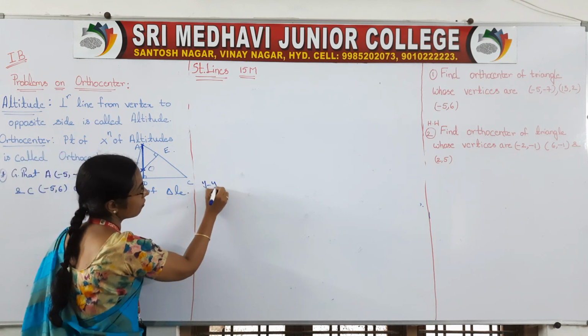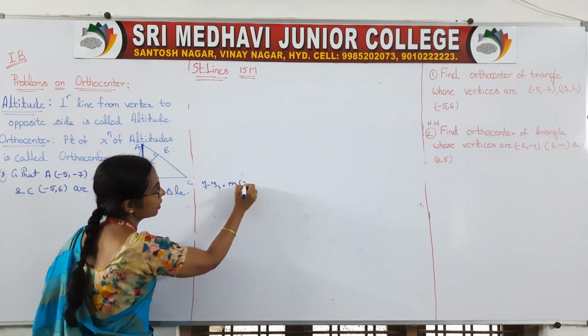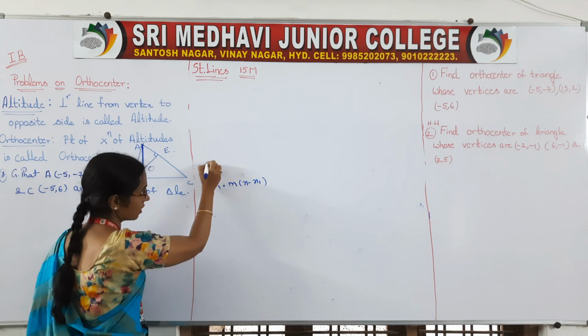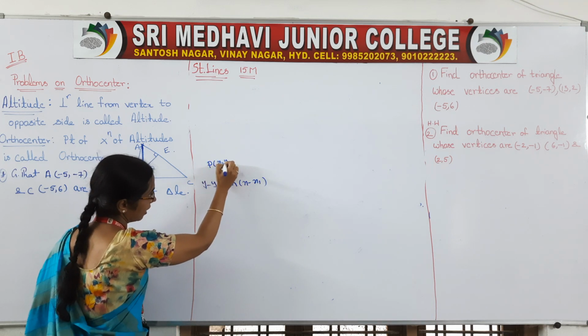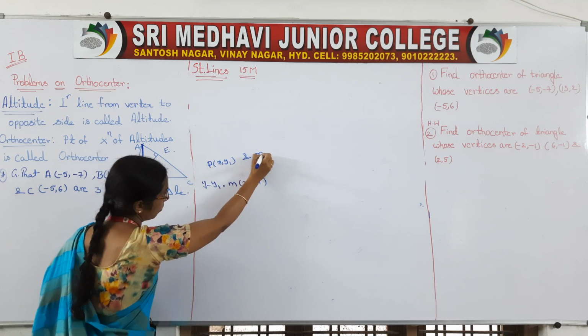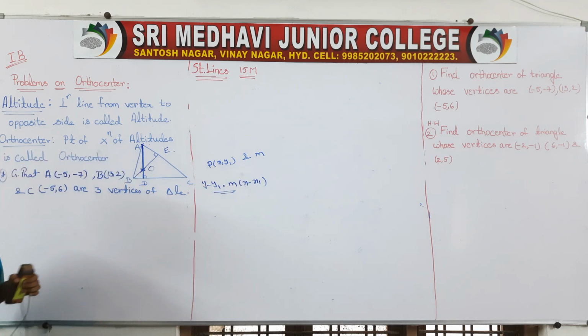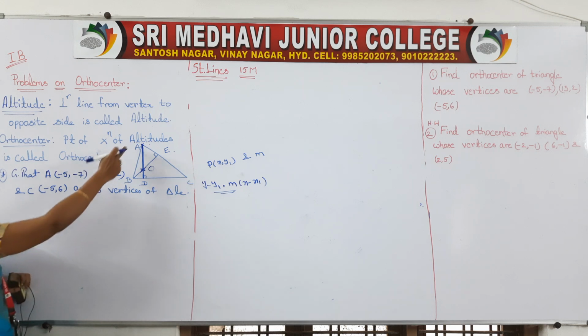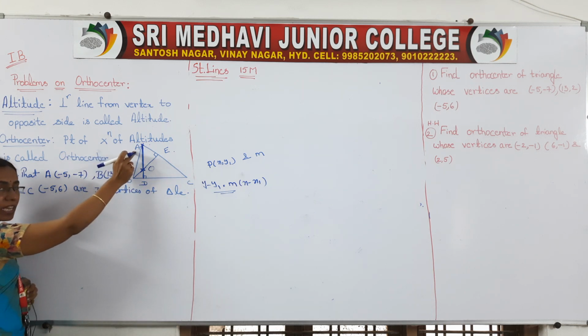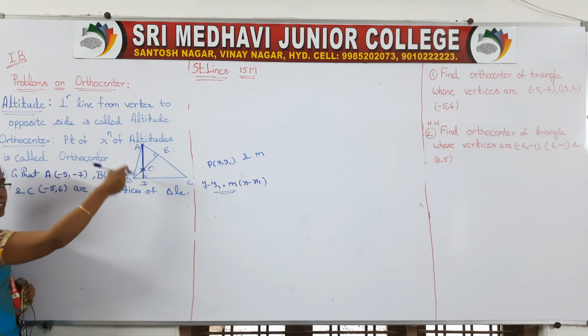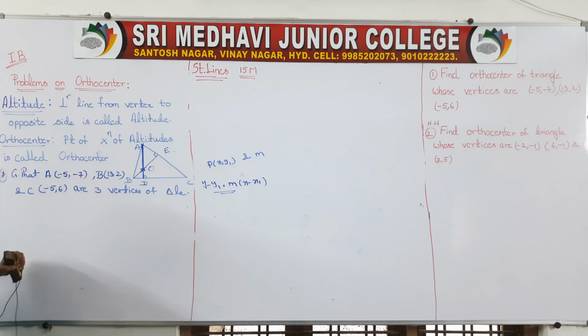y minus y1 is equal to m into x minus x1. Suppose we are having the point and the slope of that line, we can write that line equation by using this formula. So for this AD, we are having a point, one vertex, it is given in the question. We want the slope of that line. So how will we find the slope of AD?